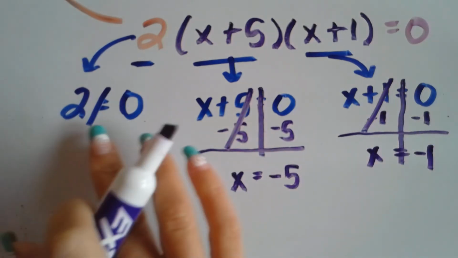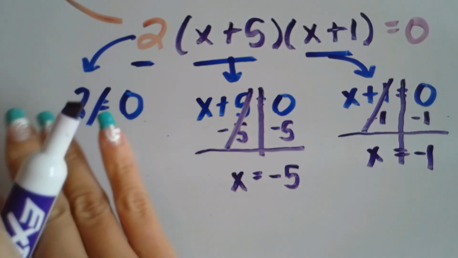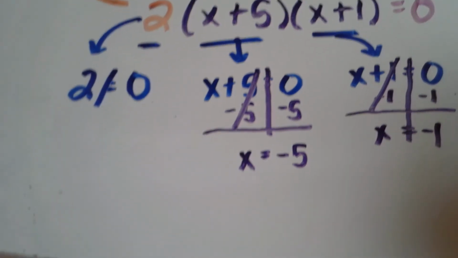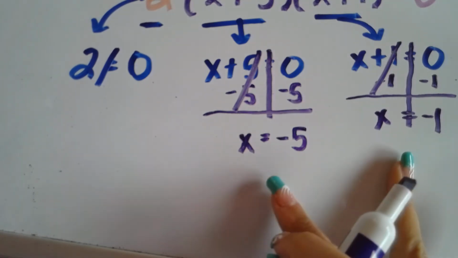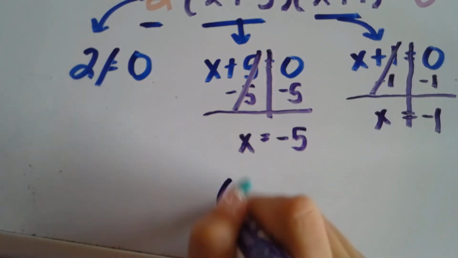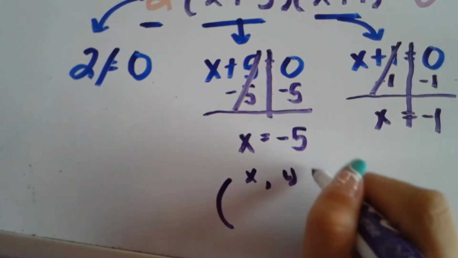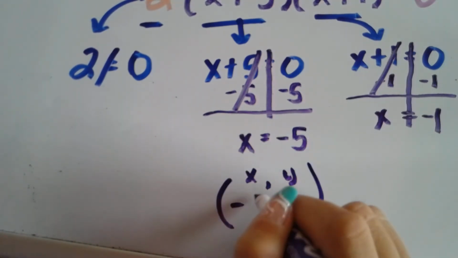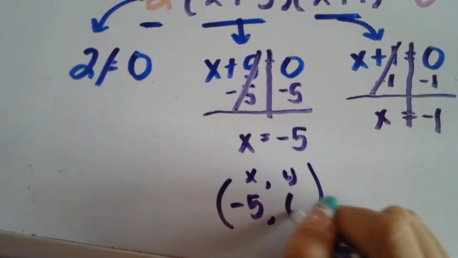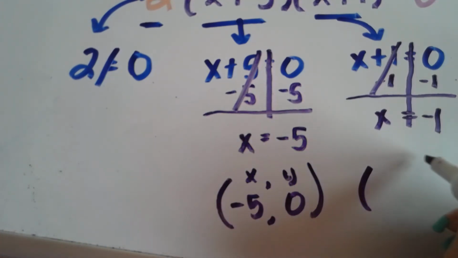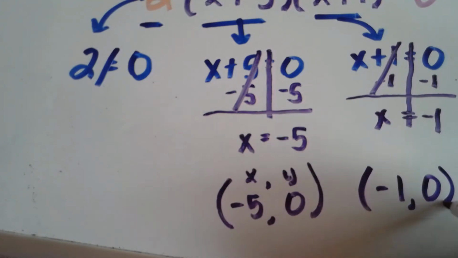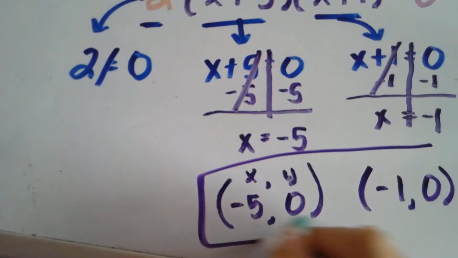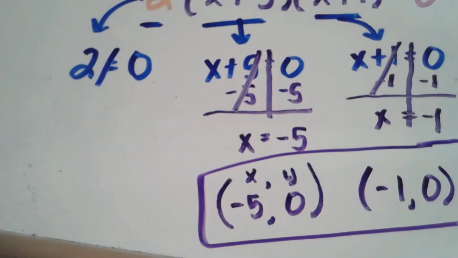So now we know 2 doesn't equal 0. That's fine. I'm glad you notated it over here. Let's write these two as points. Remember our x and our y right here. So our x is negative 5 and our y is 0. Here we know that our x is negative 1 and our y is 0. And those are your answers for this one.